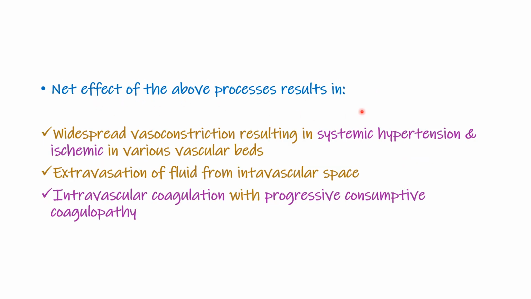So the net effect of the processes that we have talked about will result in widespread vasoconstriction, resulting in systemic hypertension and ischemia in various vascular beds. In addition to that, you're going to have extravasation of fluid from the intravascular space. This is because the vascular membrane permeability is increased. Also, you'll have intravascular coagulation with progressive consumptive coagulopathy.